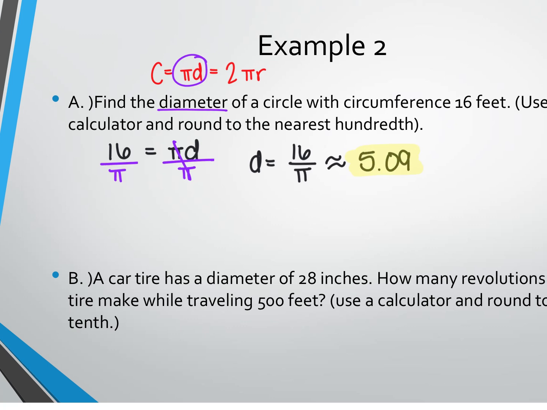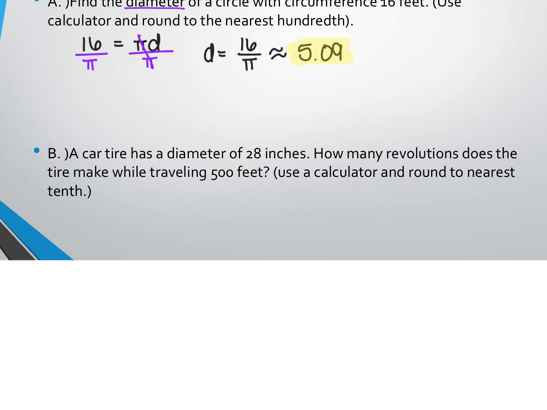All right, looking at B, it says a car tire has a diameter of 28 inches. How many revolutions does the tire make while traveling 500 feet? Keep in mind your units, I have inches and feet. So, revolutions, we need to know what that means. 1 revolution is the circumference. So just writing it on there so we know.